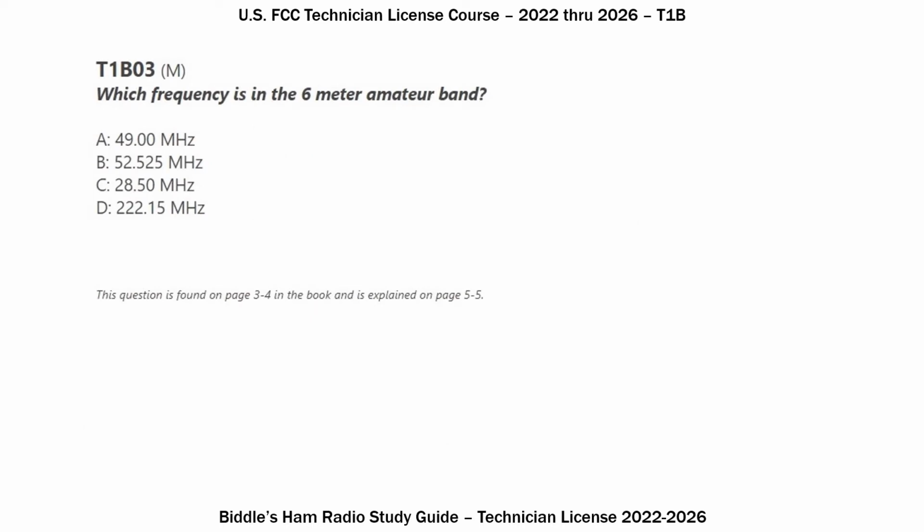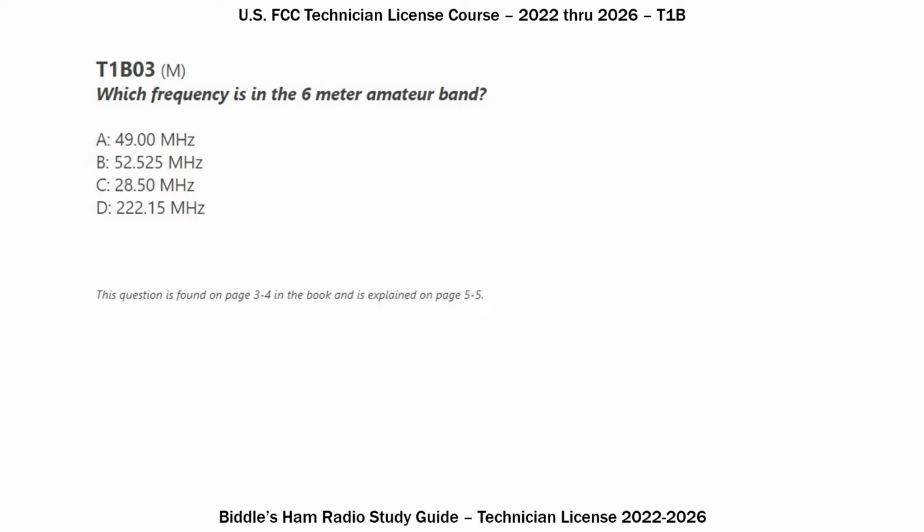Okay, our next question, T1B03. Which frequency is in the 6 meter band, amateur radio band? A, 49.0 megahertz, B, 52.525 megahertz, C, 28.5 megahertz, or D, 222.15 megahertz.